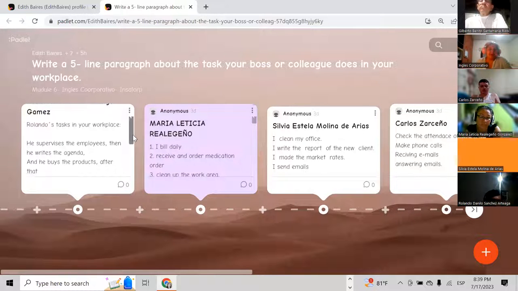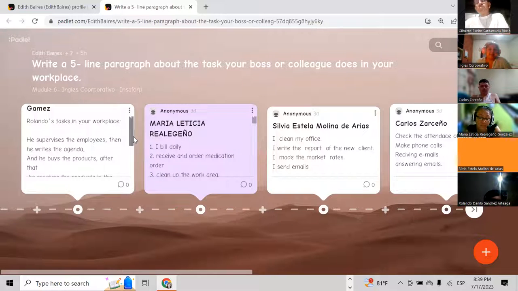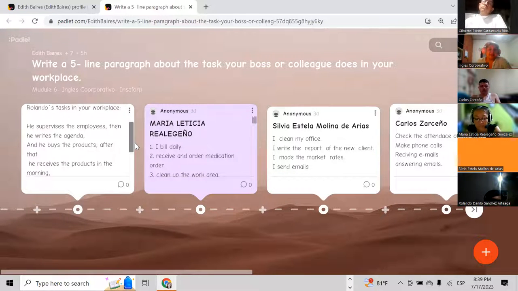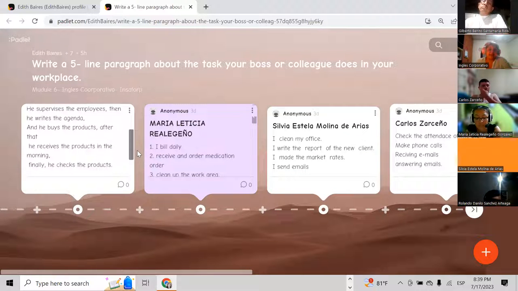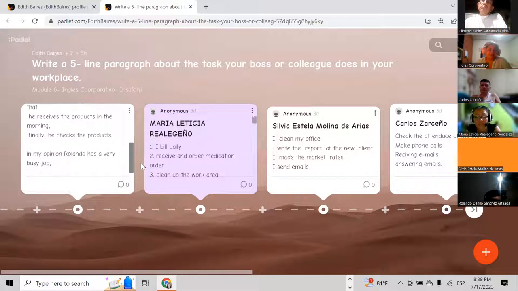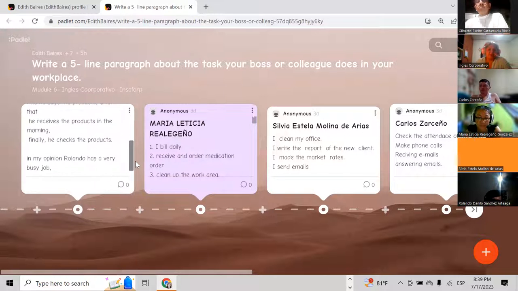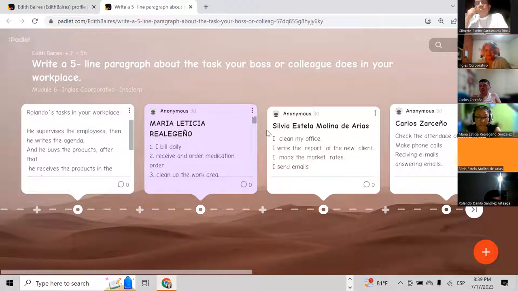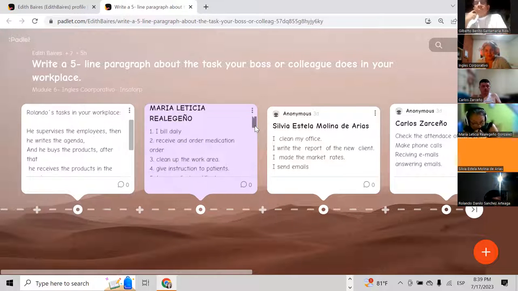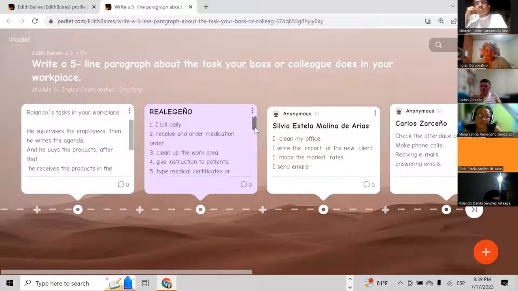It says he supervises the employees, then he writes the agenda. He buys the product after that. He receives the product in the morning. Finally, he checks the product. In my opinion, Orlando has a very busy job. But how are you going to make that paragraph? Join the sentences. Unir las oraciones.